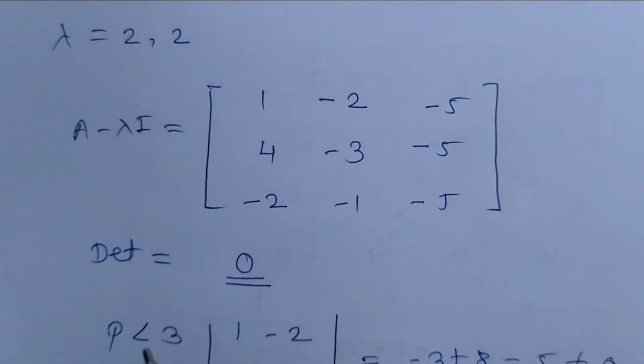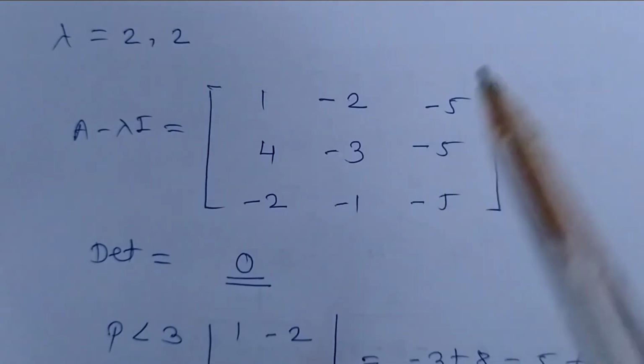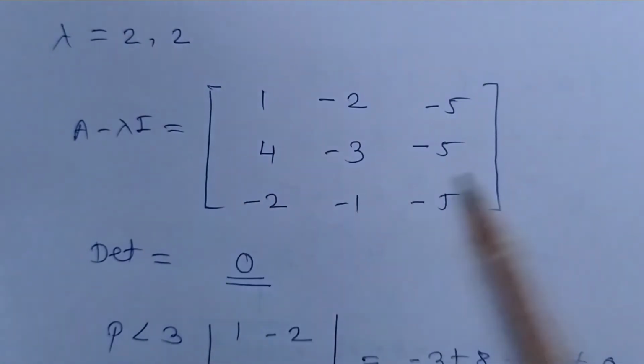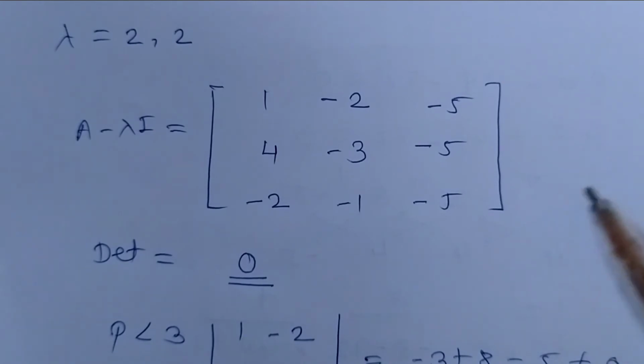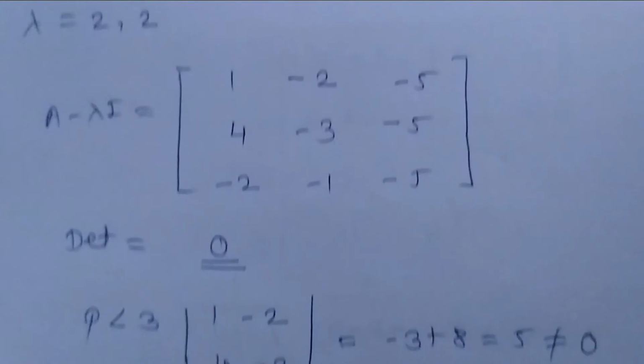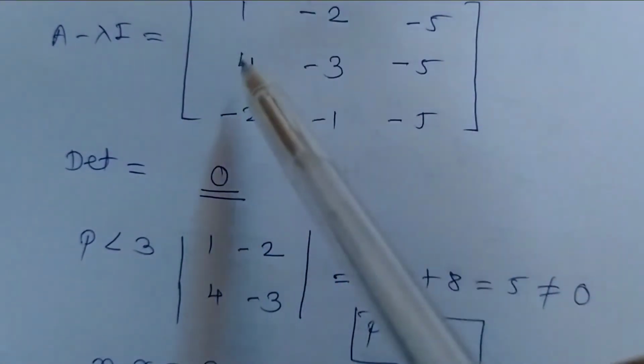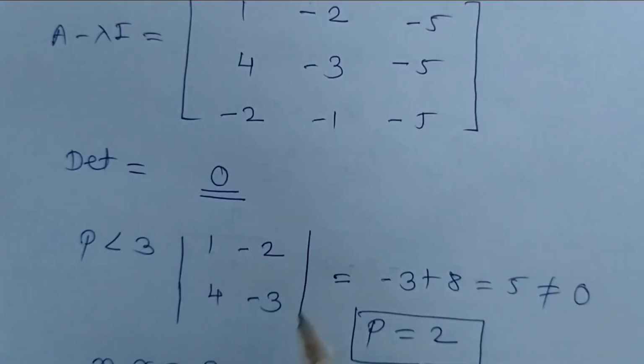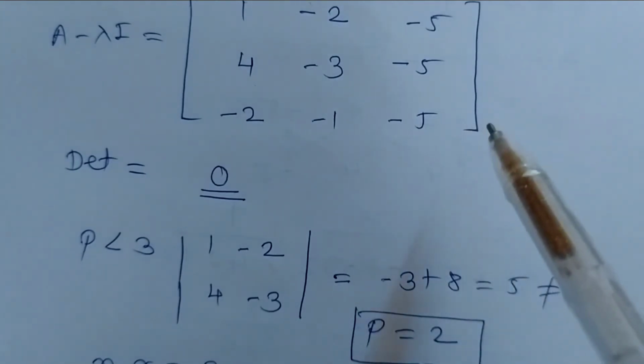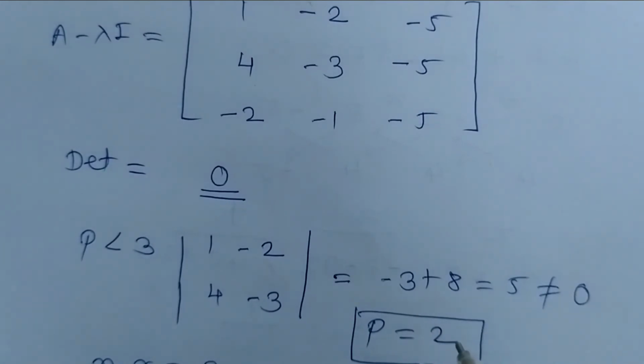It means the rank of that matrix is less than 3. This is a 3 by 3 matrix and the determinant is 0, so its rank is less than the order. Then we take the 2 by 2 matrix from this matrix, that is 1 minus 2, 4 minus 3. When we find the determinant of this 2 by 2 matrix, it is non-zero, that is minus 3 plus 8 is equal to 5. So the rank of this matrix is 2. The order is 3 and the rank is 2.